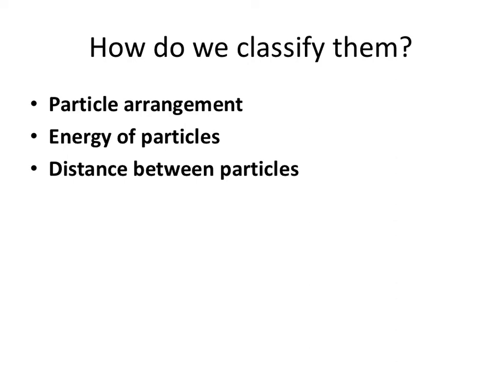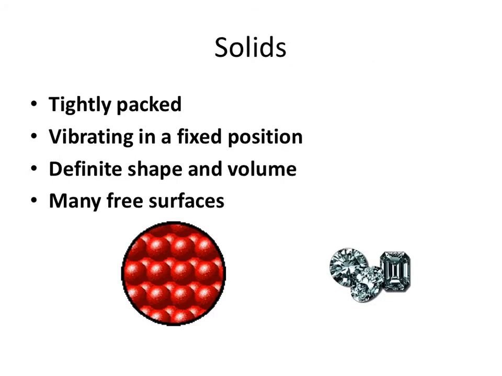So we can classify states of matter based off of particle arrangement, energy of particles, and the distance between particles. So solids, these are tightly packed, they vibrate in a fixed position, they have a definite shape and volume, and they have many free surfaces.